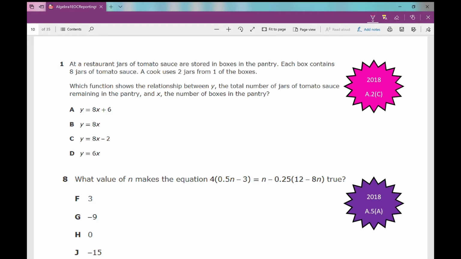So, number 1, at a restaurant, jars of tomato sauce are stored in boxes in the pantry. Each box contains 8 jars of tomato sauce. A cook uses 2 jars from one of the boxes. Which function shows the relationship between y, the total number of jars of tomato sauce remaining in the pantry, and x, the number of boxes in the pantry?